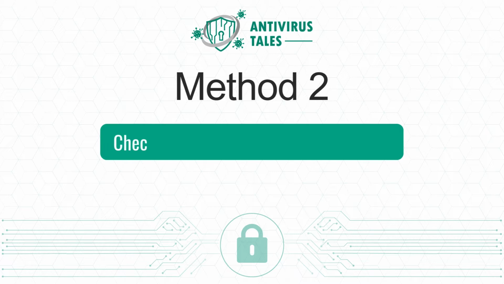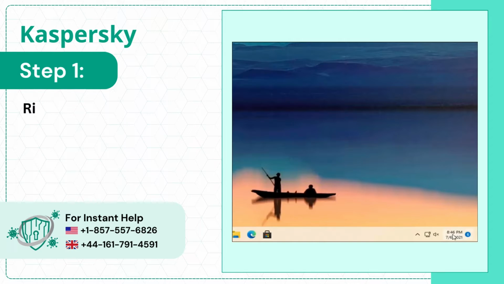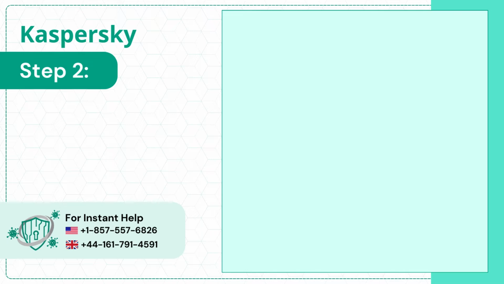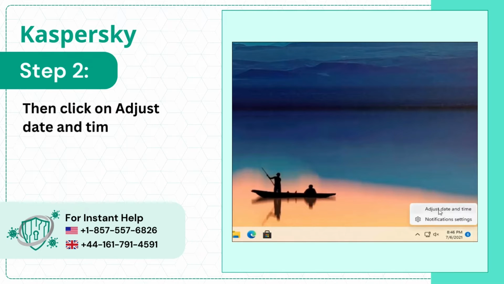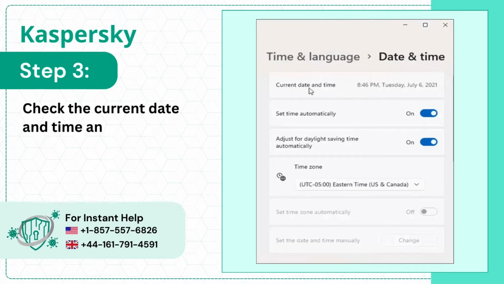Method 2. Check date and time settings in Windows. Step 1. Right-click on the date and time at the bottom right corner of the screen. Step 2. Then click on Adjust Date and Time. Step 3. Check the current date and time and see if you need to rectify it.